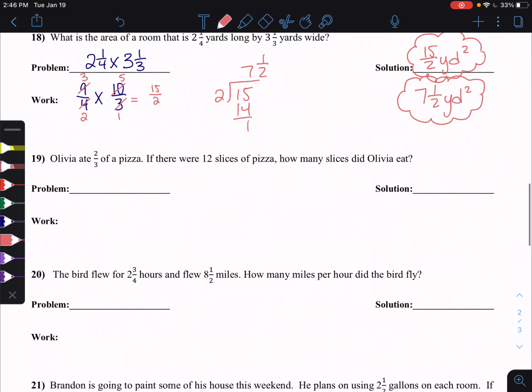Number 19 is an "of" question. So here's our "of" right here. Of means to multiply. So I'm going to do 2/3 times the pizza. So 2/3 times 12 over 1. 3 and 12 have a 3 in common. And then 2 times 4 is 8 over 1, which is going to be 8 slices.